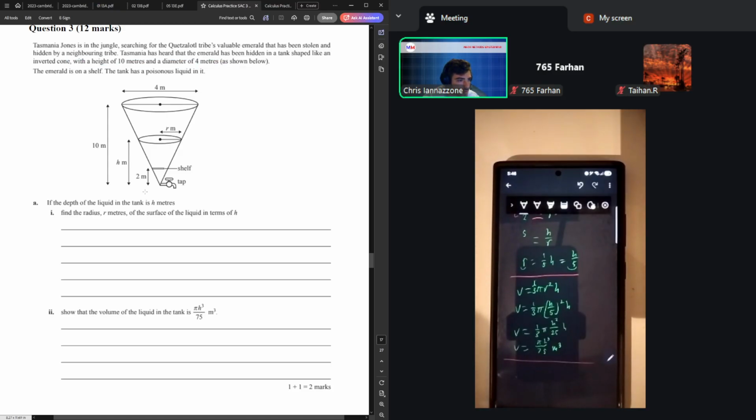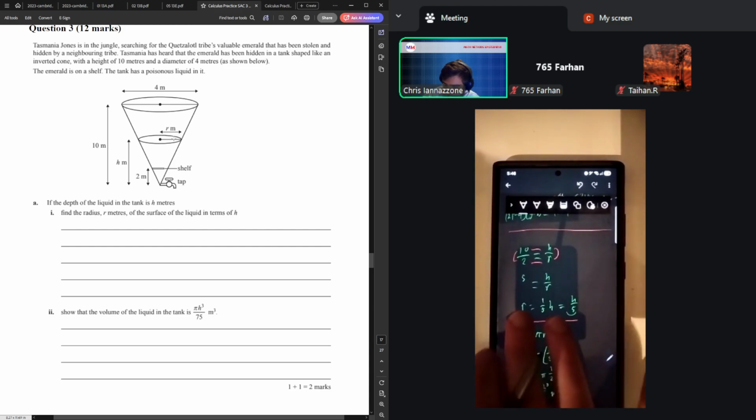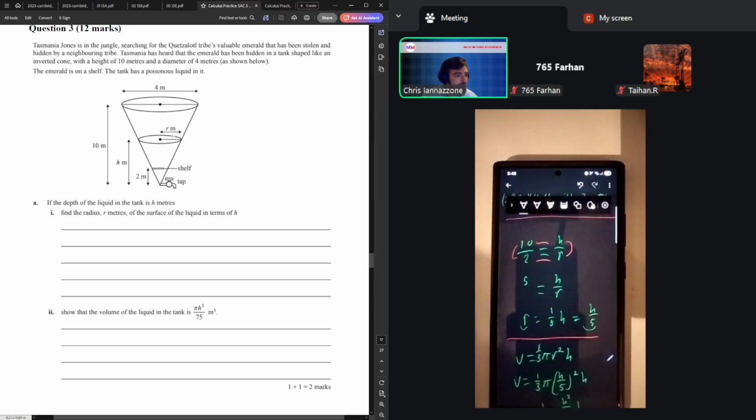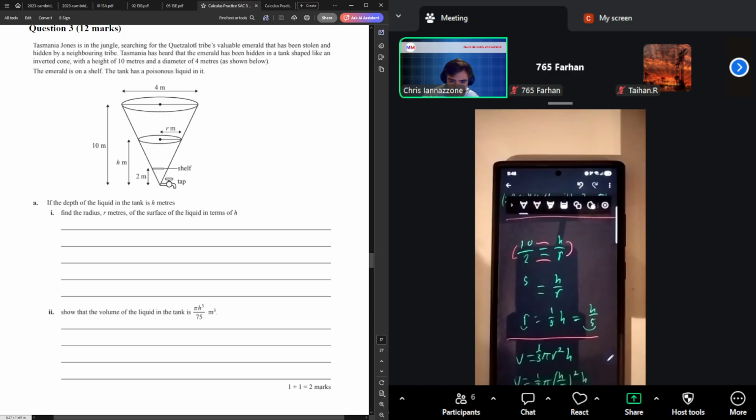Once you've identified the related ratio, setting up the actual equation is sort of trivial. You just compare the numerical height with the variable height and the numerical radius with the variable radius. Which way you write that fraction doesn't matter so long as you keep it consistent left to right. Then from there you have your equation, and you're just rearranging for r in terms of h. All good with that?